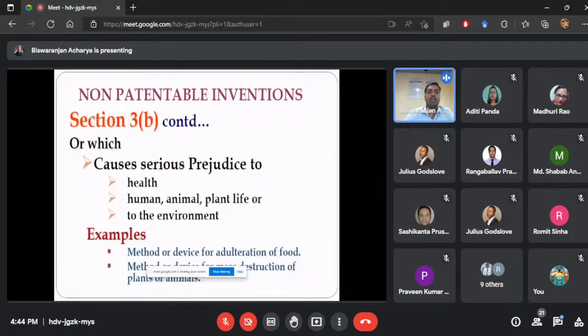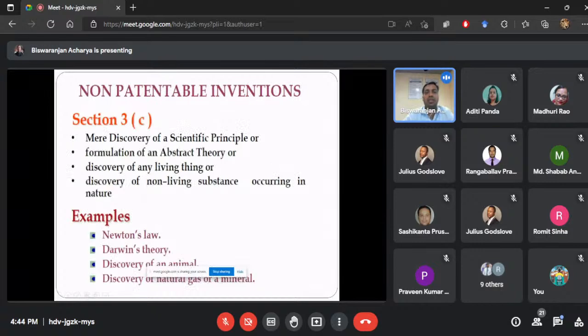An invention that causes serious prejudice to human, animal or plant life or health, or to the environment, cannot be patented. A method or device for adulteration of food cannot be patentable. The mere discovery of a scientific principle or formulation of an abstract theory, discovery of any living thing, or discovery of a non-living substance occurring in nature cannot be patentable. Newton's law, Darwin's theory, discovery of an animal, discovery of natural gas or minerals cannot be patented.